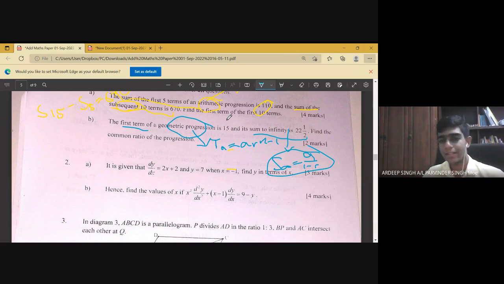So you just ignore the t_n = a r^(n-1), because you know why? We already know the first term is 15. So when you substitute 1 in n minus 1, you cannot find r, because r will be r to the power of 0. As you know, r to the power 0 will be 1. So there's no use finding r here. So since you know the first term, you substitute it in here for a, and you put it into 22 1/2 equals 15 over 1 minus r.